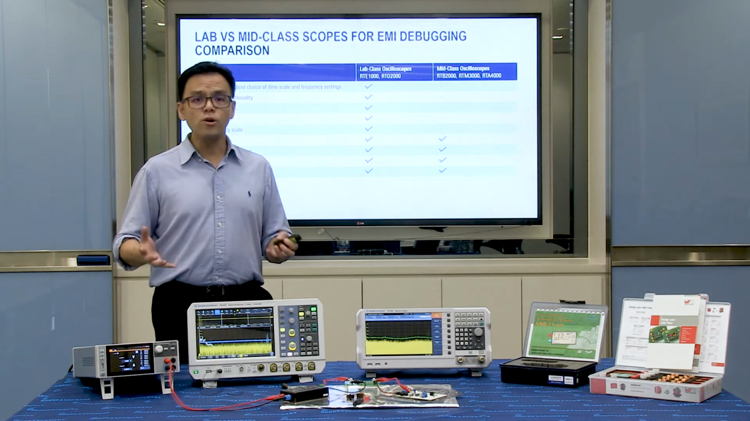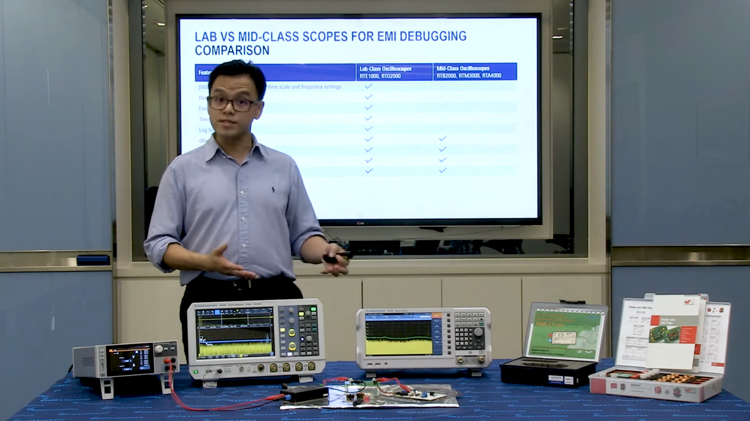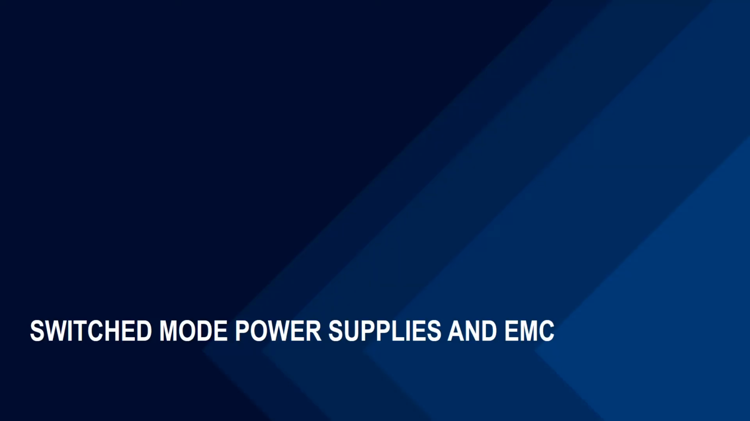While not all scopes are created equal, do look into the needed features that will help with your EMI measurement. For example, some scopes provide mask testing, while others can even provide frequency zone triggering. Now, what is the concern for switch mode power supply for EMC?